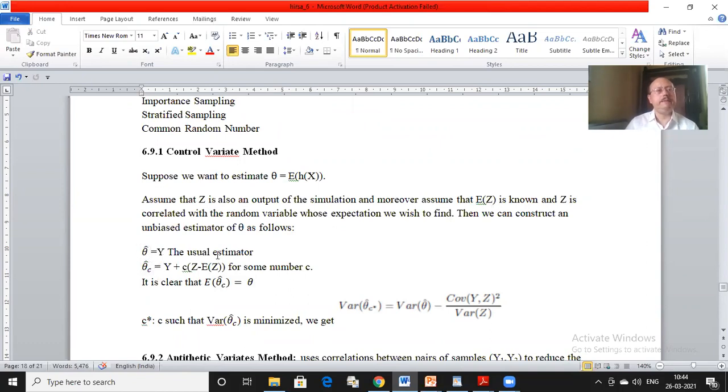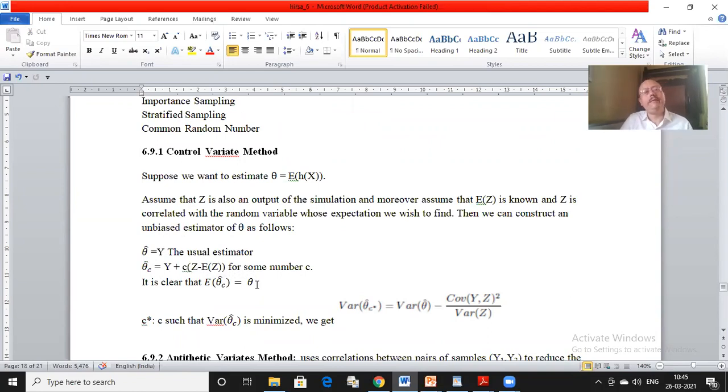Then we can construct a new unbiased estimator of theta in the following way. Suppose theta hat is equal to the usual estimator Y. Y is typically the simple arithmetic mean. So if I generate n many paths, I will just take the simple average. That's my usual estimator. Define a new estimator theta hat c, which is Y plus c times (Z minus E[Z]). This c I have to choose. Now, because I have only added a mean-centered random variable here, the expectation of theta hat c will also be theta. So theta hat c is an unbiased estimate.